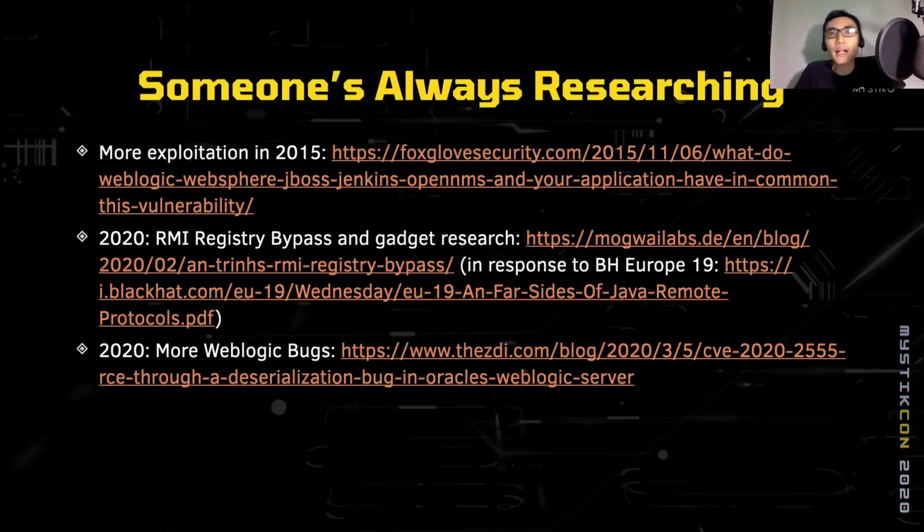Speaking of Java deserialization, no talk is complete without talking about what has happened recently. And the truth is, many things have happened this year besides COVID. In 2020, Java deserialization vulnerabilities have been found in other applications as well, and some even in response to a Black Hat talk covered earlier last year, whereby they talked about how you deal with some of these Java remote protocols, understand them, and basically pass deserialization payloads through that. So that is particularly interesting to look at.